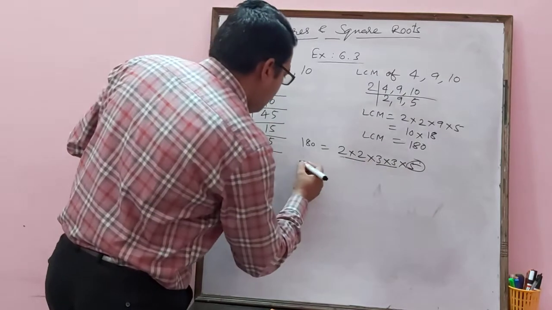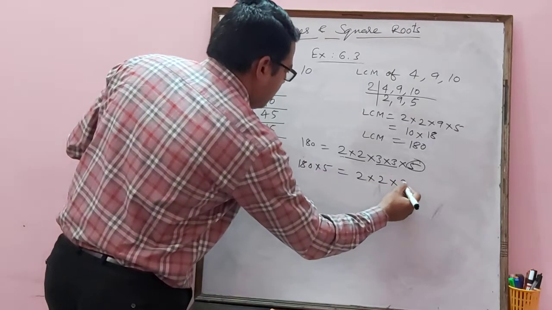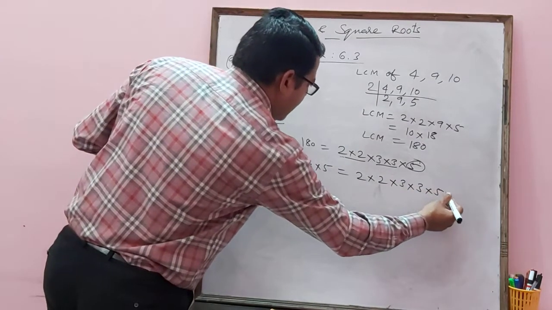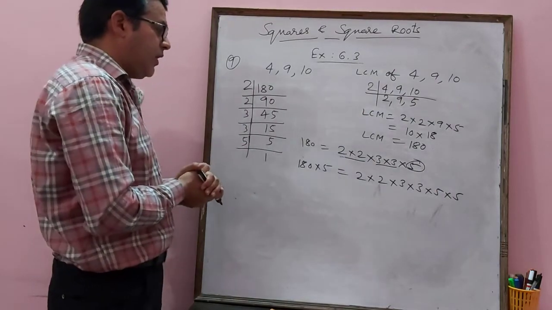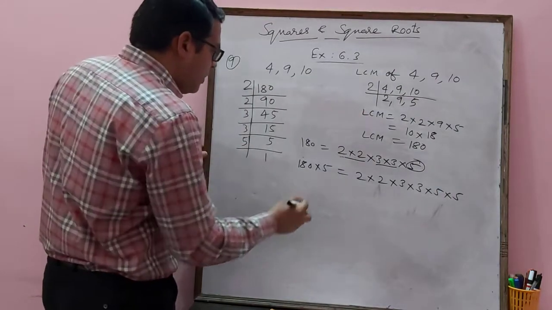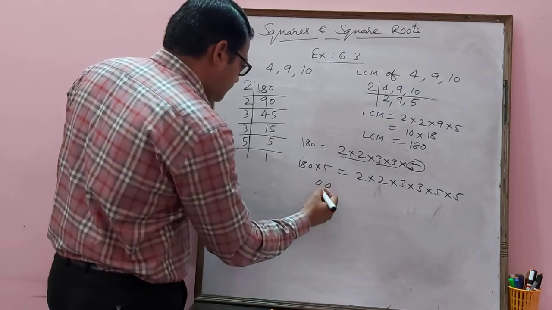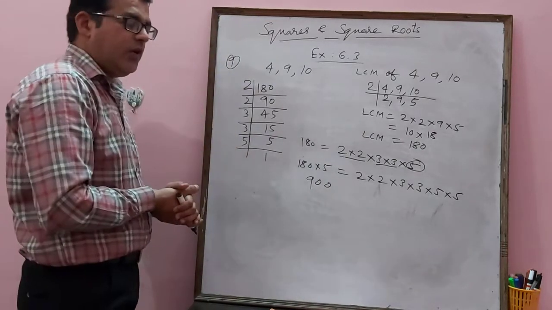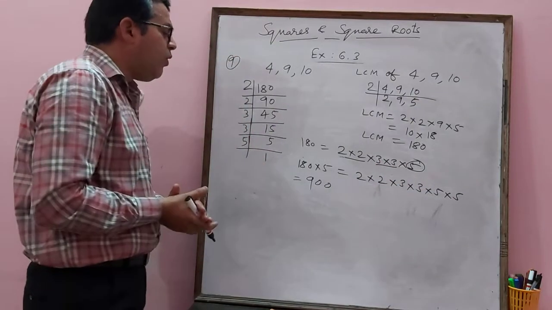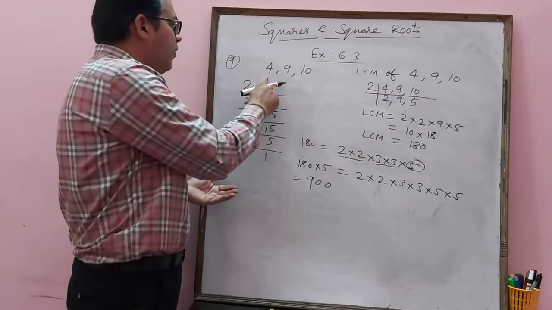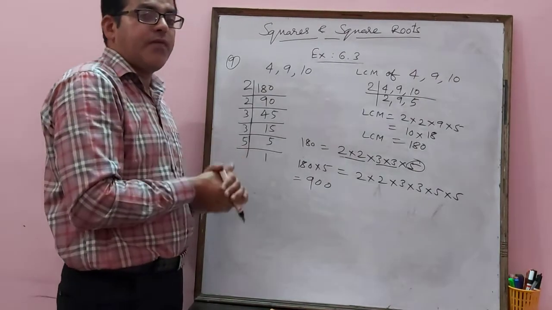So what to do now? If we multiply 180 by 5, and here also by 5, then we can make it a perfect square. So multiply it by 5. 900. What we have here? 900. And these are the factors of 900, of course. So 900 is divisible by 4, by 9 and by 10 also. And 900 is a perfect square number also.